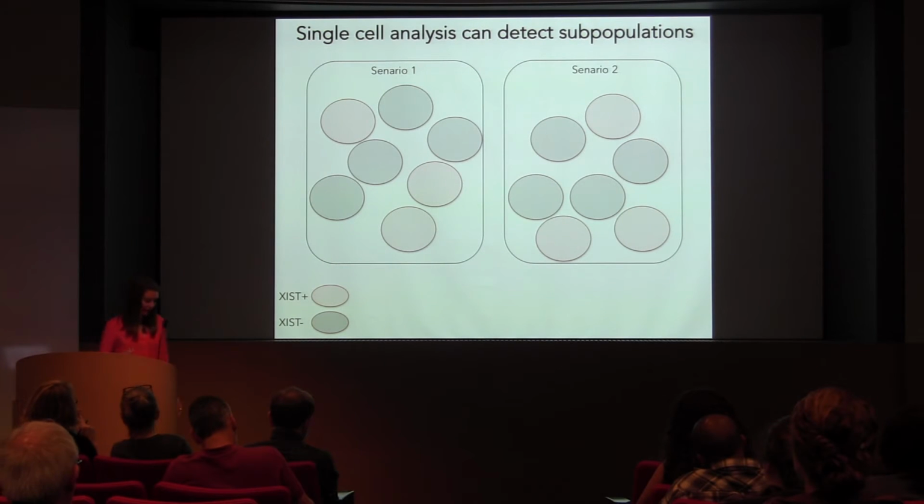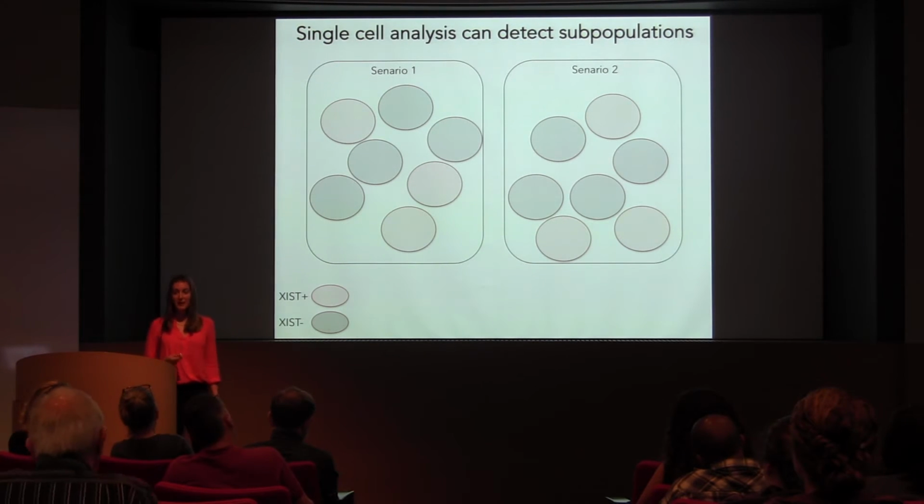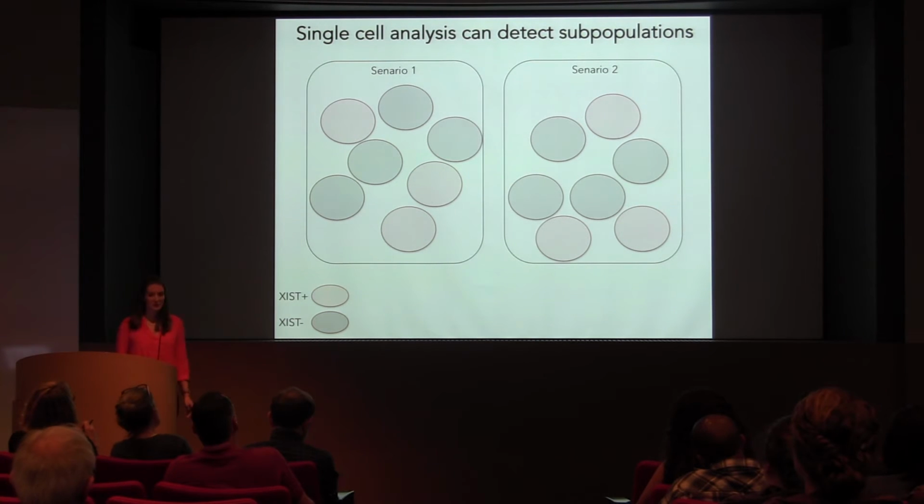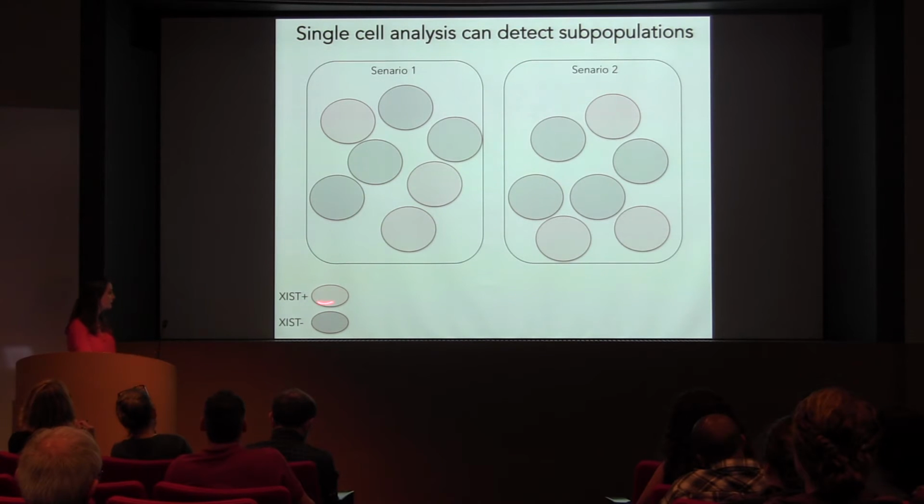And so, because we used single-cell biology, we were actually able to answer this question really, really well. The reason we want to use single-cell analysis is because it can detect subpopulations of cells. So let's say we have two groups of cells, scenario 1 and scenario 2, and both these populations of cells are made up of XIST positive and XIST negative cells, just like our iPSCs that we were looking at.